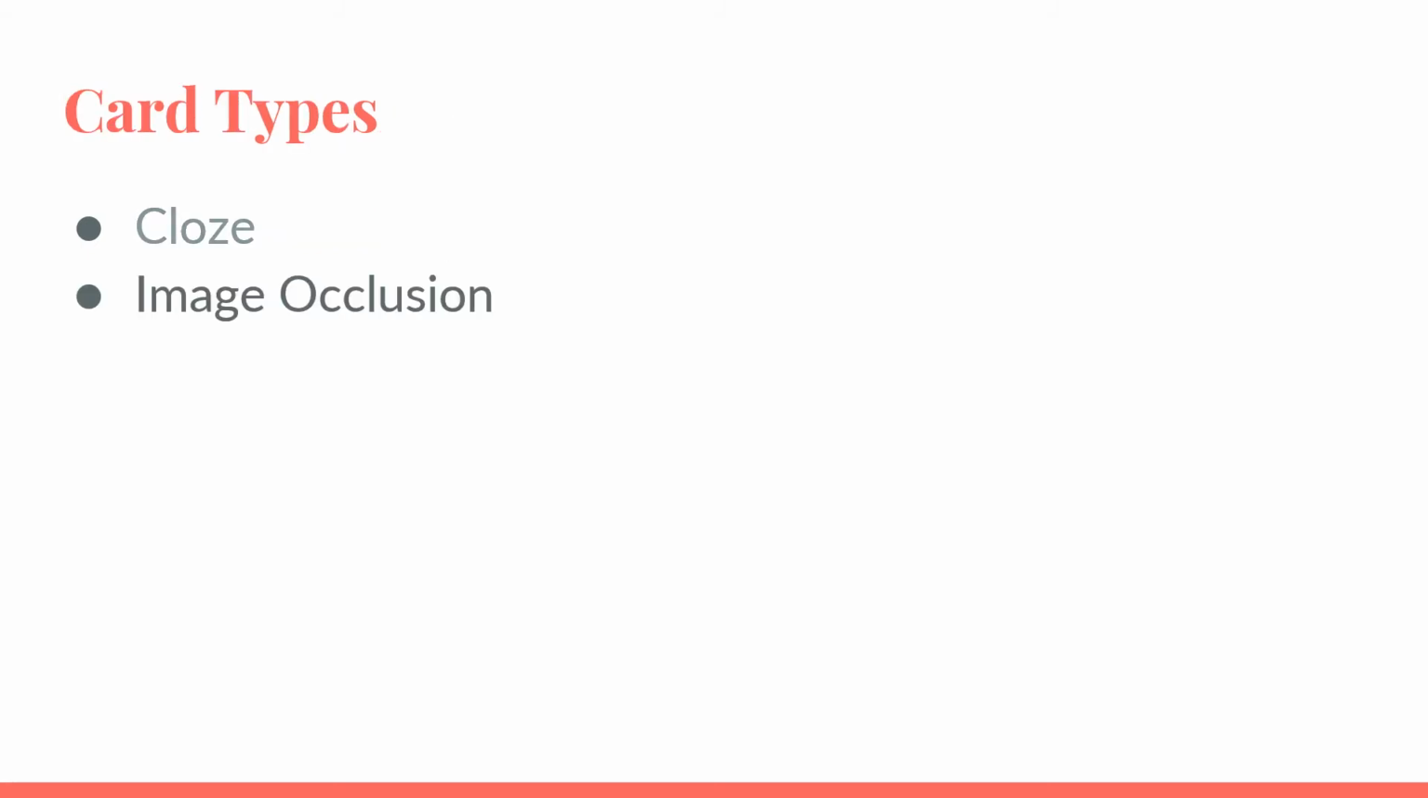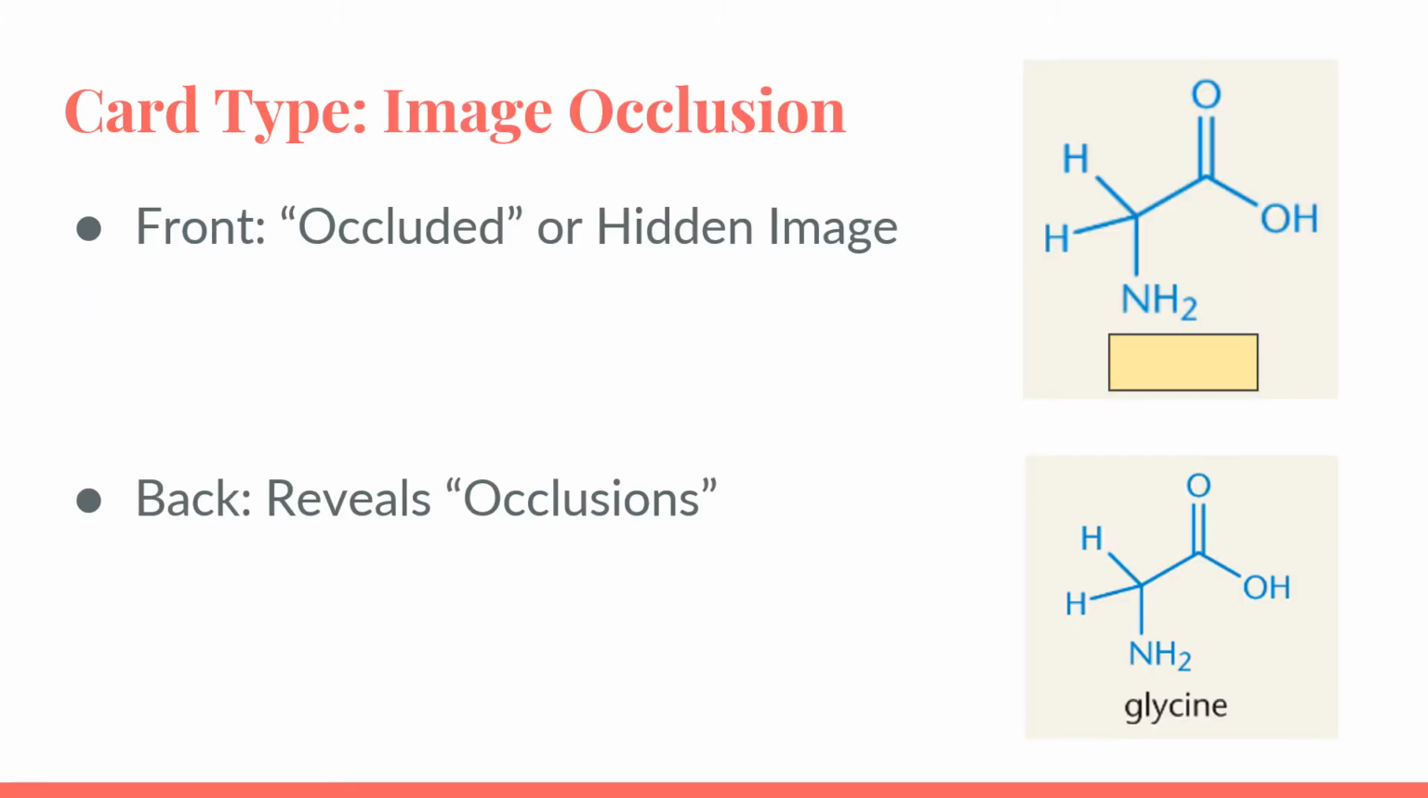In the last video, we covered the closed card type. In this video, we'll be going over how to use the second most useful card type, image occlusion. The image occlusion card type allows you to hide parts of an image. The back of the card will reveal the previously hidden parts. You can imagine that this would be useful in learning anatomy.